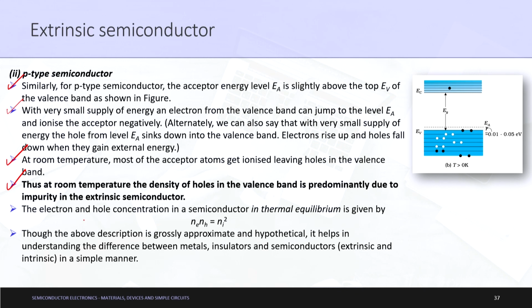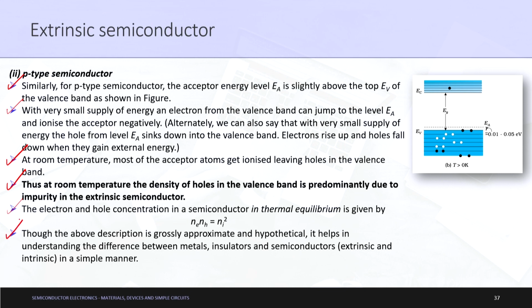The electrons and holes now, please be very careful. The electron and hole concentration in a semiconductor in thermal equilibrium is given by this. If we have the intrinsic concentration and the concentration of holes, we can find the concentration of conduction electrons also. Let us say we have the value of Ni and the value of Nh, we can find the value of Ne. Though the above description is grossly approximate and hypothetical, it helps in understanding the difference between metals, insulators and semiconductors, extrinsic and intrinsic, in a simple manner.